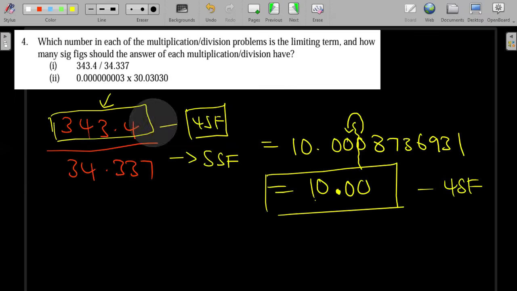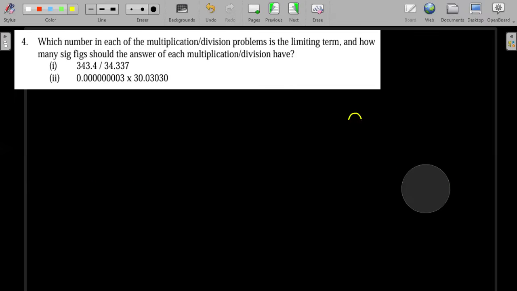Okay, let's look at the second one. Here we are multiplying, but we follow the same rule. How many significant figures does this number have? It has 1 significant figure, because all these here are leading zeros, and leading zeros are never significant. And what about this number? It has 1, 2, 3, 4, 5, 6, 7. It has 7 significant figures.